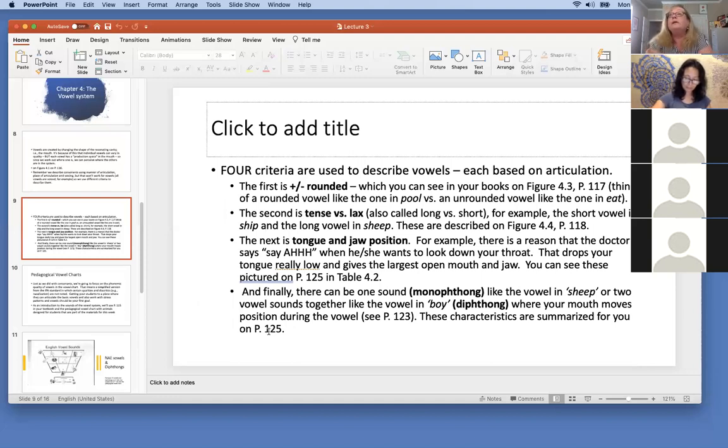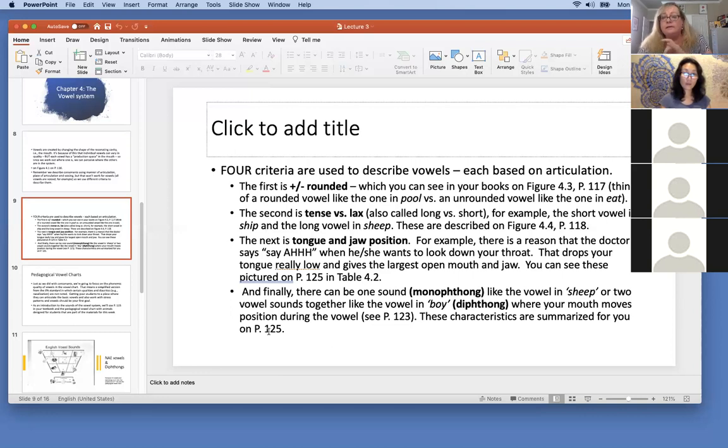The first one is plus or minus rounded. So what we just did. So if you look at 4.3, that's spread versus rounded. So 1 is spread and 5 is rounded and 3 is drop, which we'll talk about in a second. So it's the difference between pull and eat, for example.